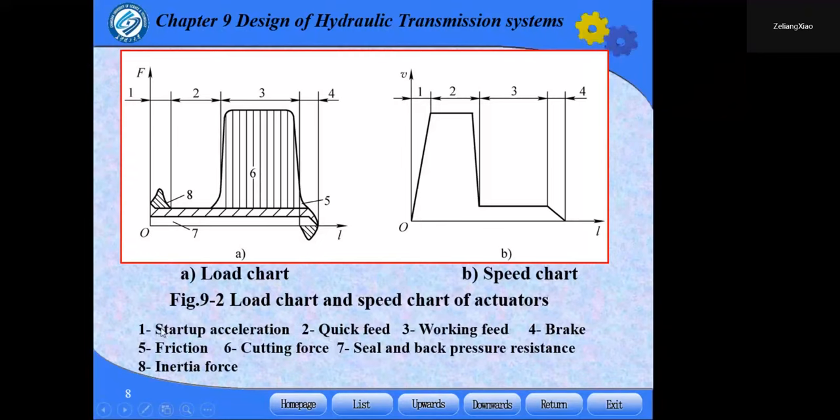One is this stage, the stage of exploration. Three is the working stage, where the force is relatively large. Four is the break, where the force gradually decreases.